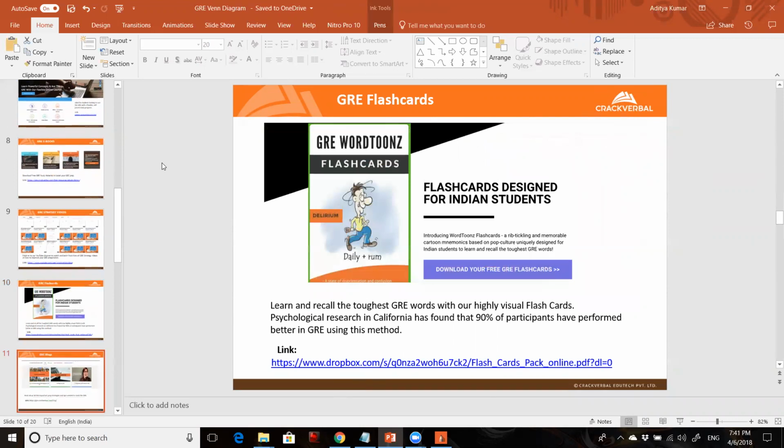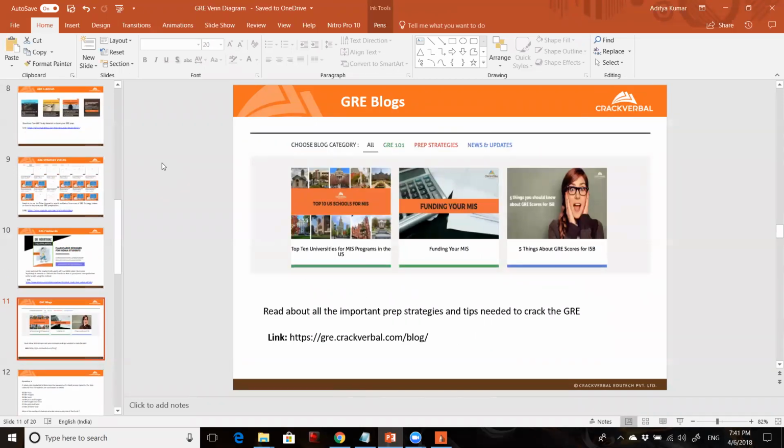And finally, the blogs. Like I mentioned, make sure you go through the blogs and the ebooks, because I guarantee you they're going to help you in your last phase of prep, especially for people looking at a 165, 166 on both quant and verbal, right? These blogs sometimes deal with advanced concepts, so you can make use of them.